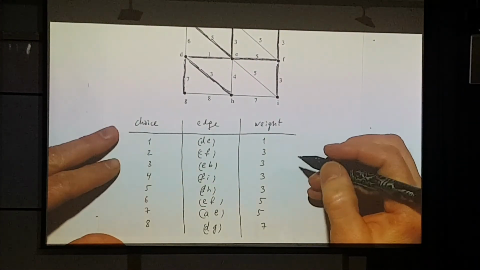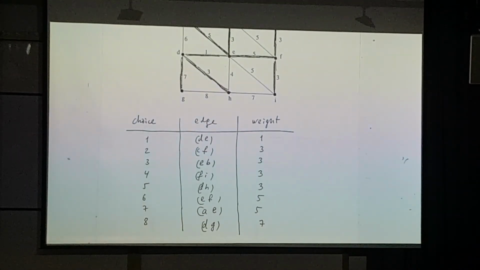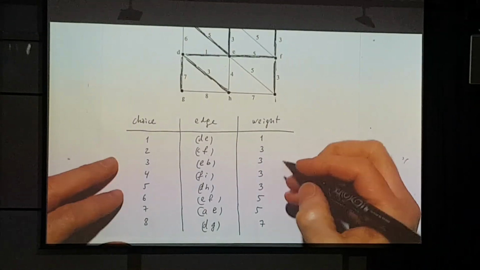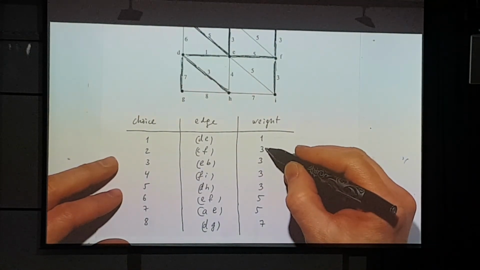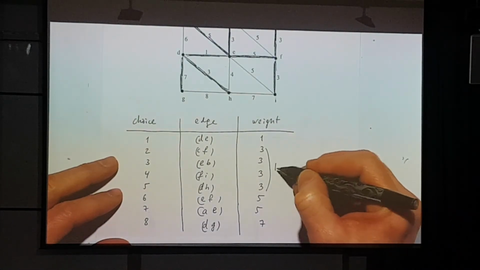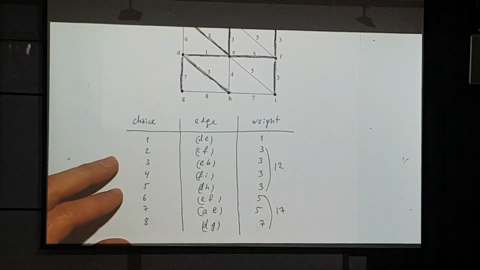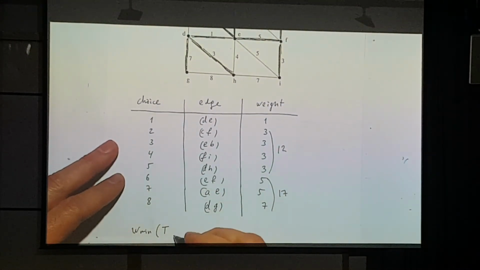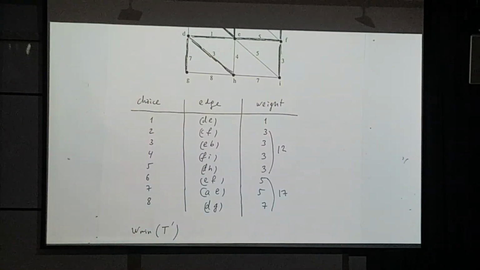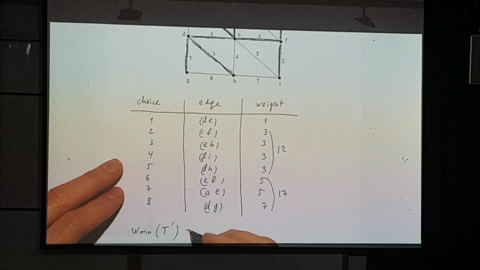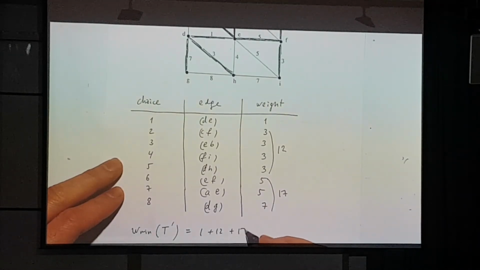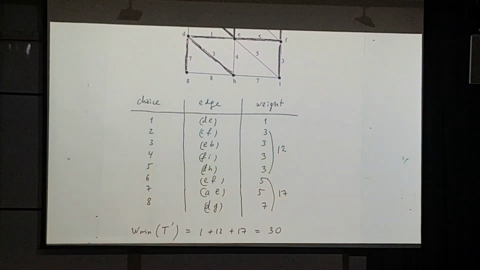Let's check ourselves on the total weight. It should come out exactly the same as what we found in Prim's algorithm, provided we executed both algorithms correctly, so it's a check of both of them. So 3 times 4, that's 12, that's 17, and that's 1. So W of this T, call it T dash to distinguish it from the one produced by Prim's algorithm, is 1 plus 12 plus 17, which again equals 30, the same number, although the tree came out different.